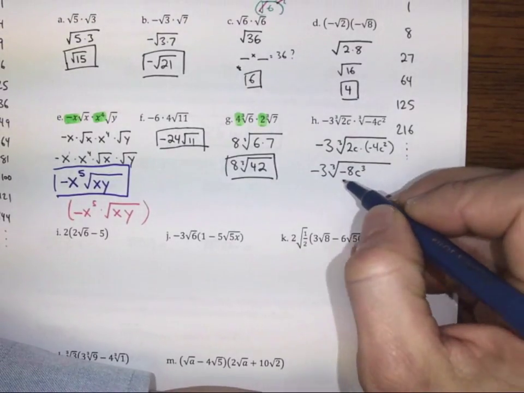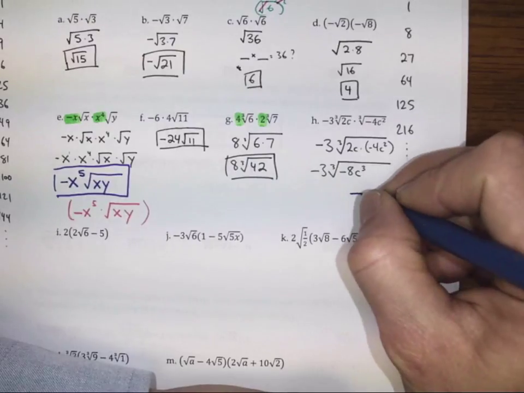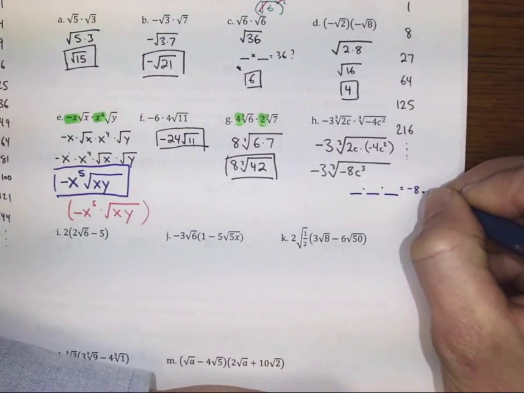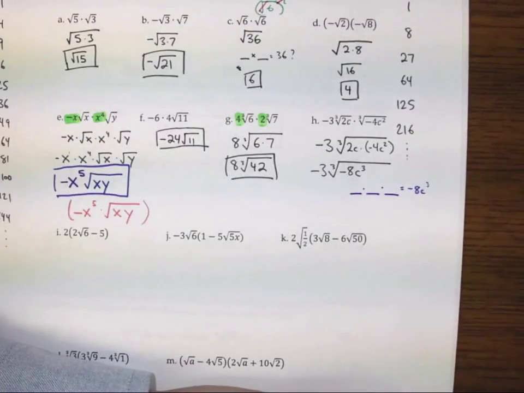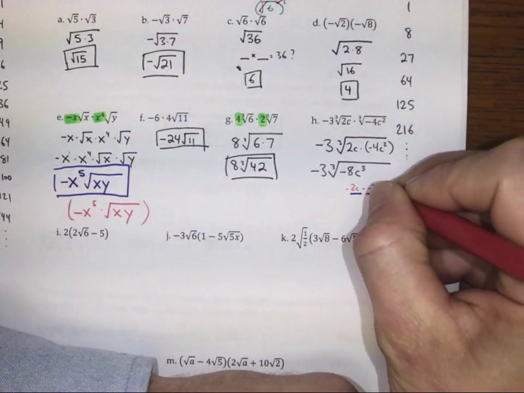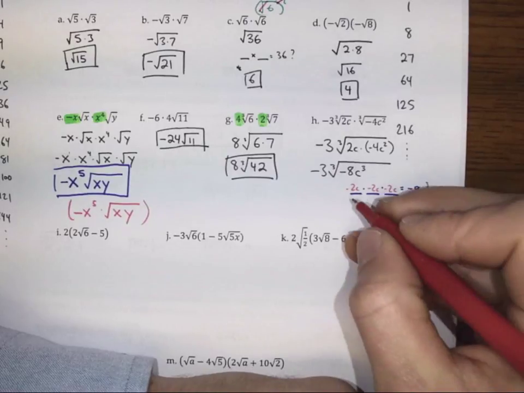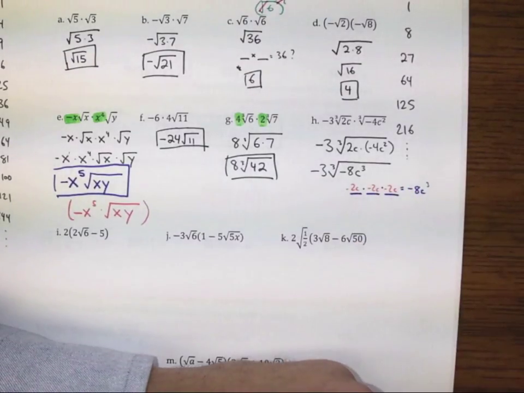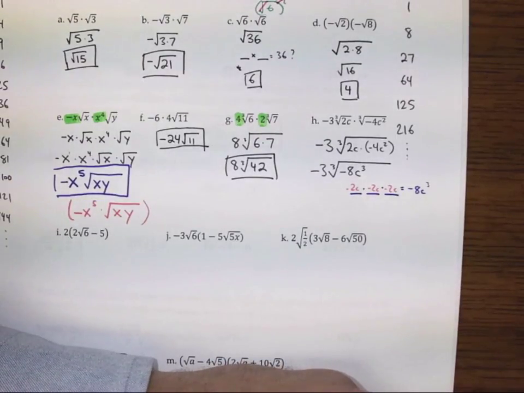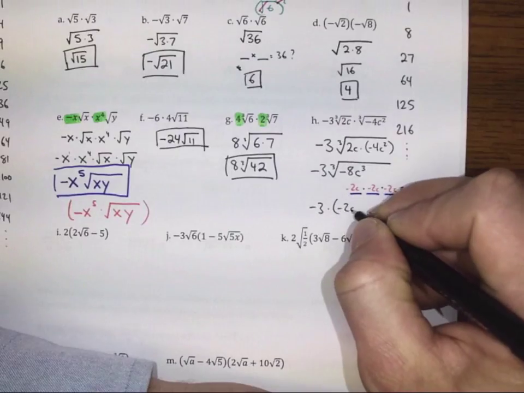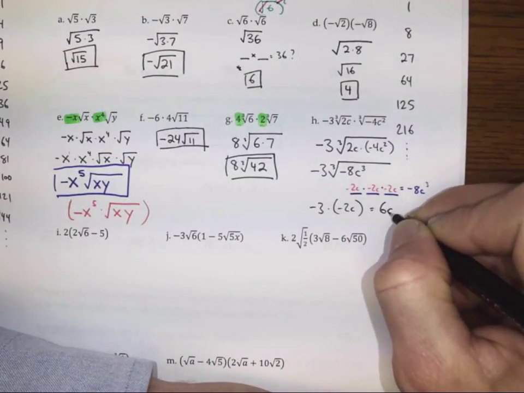Now this is a radical that can be simplified. There are 3 terms that multiply together to give me negative 8c raised to an exponent 3. And that number is negative 2c, because negative 2 times negative 2 times negative 2 gives negative 8, and c times c times c gives us c cubed. So overall, we should get negative 3 times negative 2c, which overall gives us 6c.